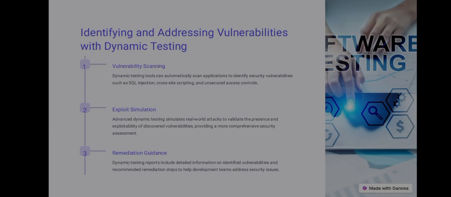Identifying and addressing vulnerabilities with dynamic testing. Vulnerability scanning. Dynamic testing tools can automatically scan applications to identify security vulnerabilities such as SQL injection, cross-site scripting, and insecure access controls. Exploit simulation. Dynamic testing simulates real-world attacks to validate the presence and exploitability of discovered vulnerabilities, providing a more realistic security assessment.